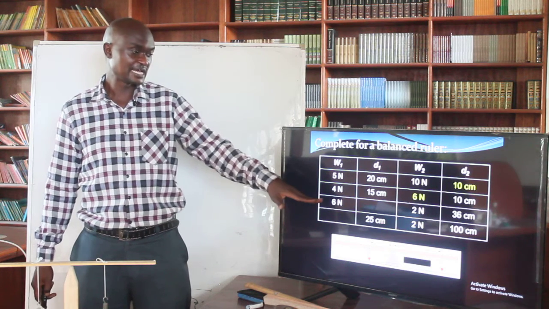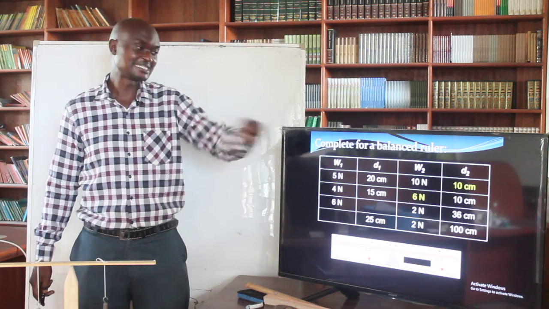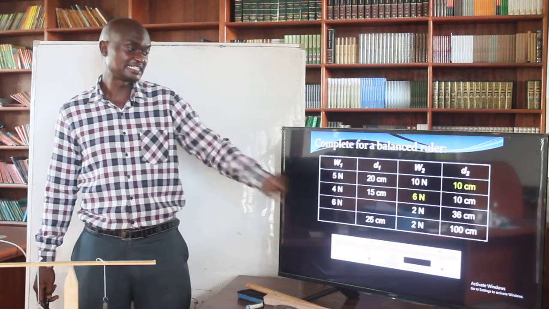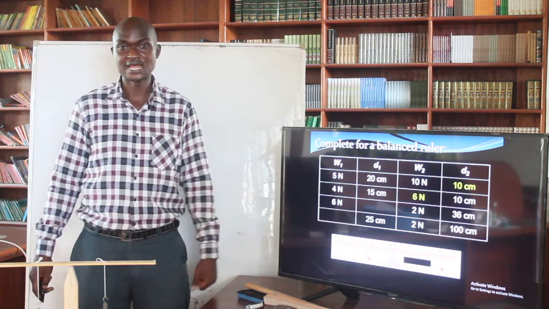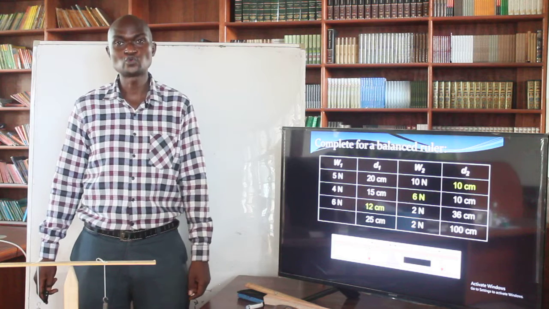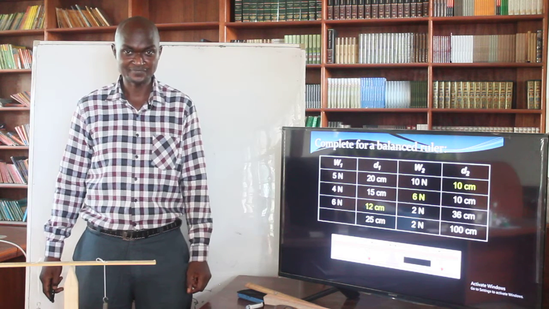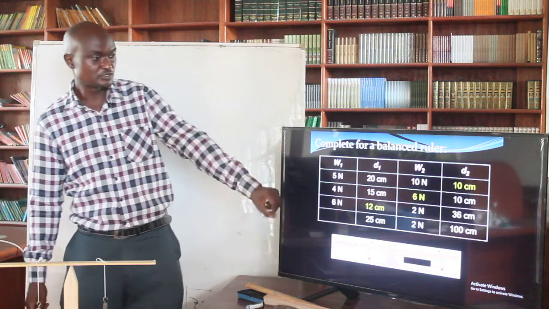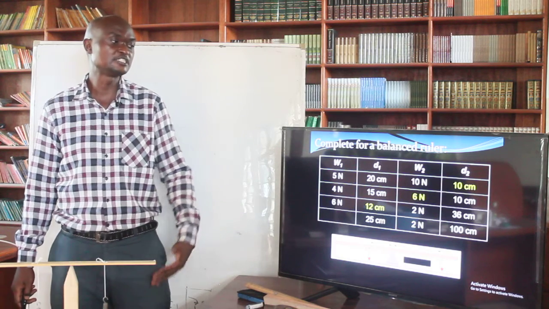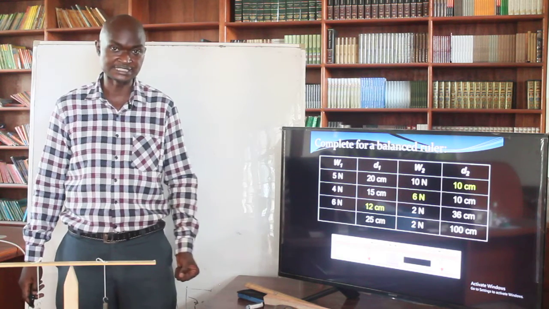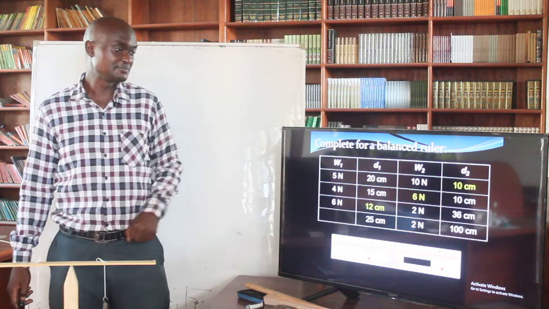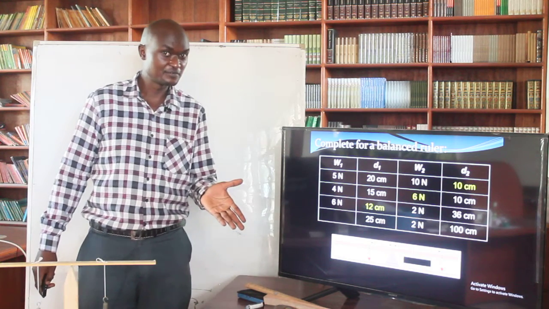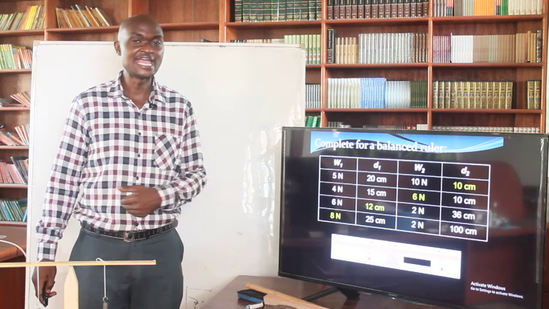Now again, for the third row, 2 times 36 will be 72 newton centimeters. Divided by 6 newtons should give us the D1, and that should be 12 centimeters. While in the last case, 2 newtons multiplied by 100 centimeters is 200 newton centimeters. Divided by 25 centimeters should give us the value of W1, which, if you work it out, is 8 newtons.